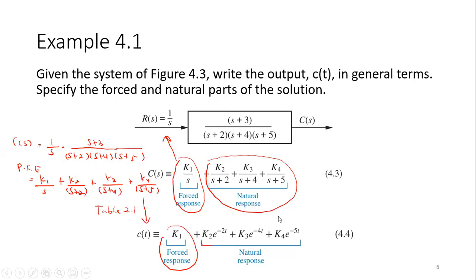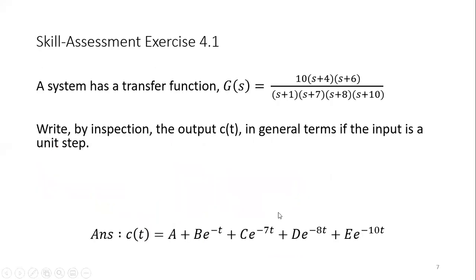Okay, next, the skill assessment exercise 4.1 that you can try. A system has a transfer function G(s) equals 10(s+4)(s+6) over (s+1)(s+7)(s+8)(s+10). Write by inspection the output c(t) in general terms if the input is the unit step. So how do we solve this?